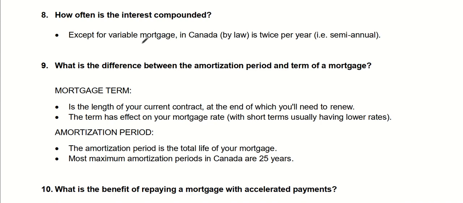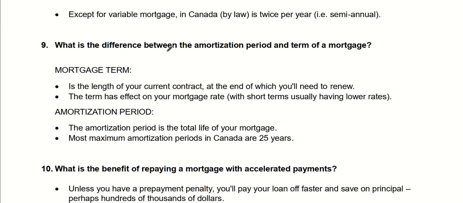How often is the interest compounded? Well, except for a variable mortgage, in Canada, it is typically done twice per year. Now, that can change bank to bank, but it's just a general rule. It's twice per year. And I pay my property taxes about the same thing, twice per year as well.